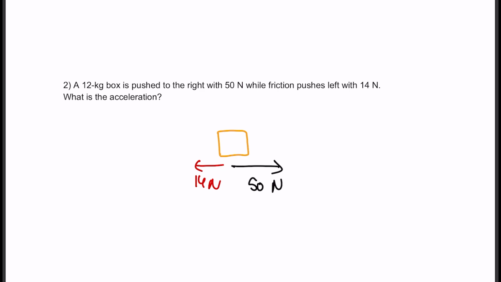So what's the net force? F net equals 50 newtons minus 14 newtons, and we're going to get 36 newtons net force. And this is minus over here because anytime something pushes to the right, it's plus, but when it pushes to the left, it's minus. So we have 50 minus 14, and that gives us 36 newtons net.